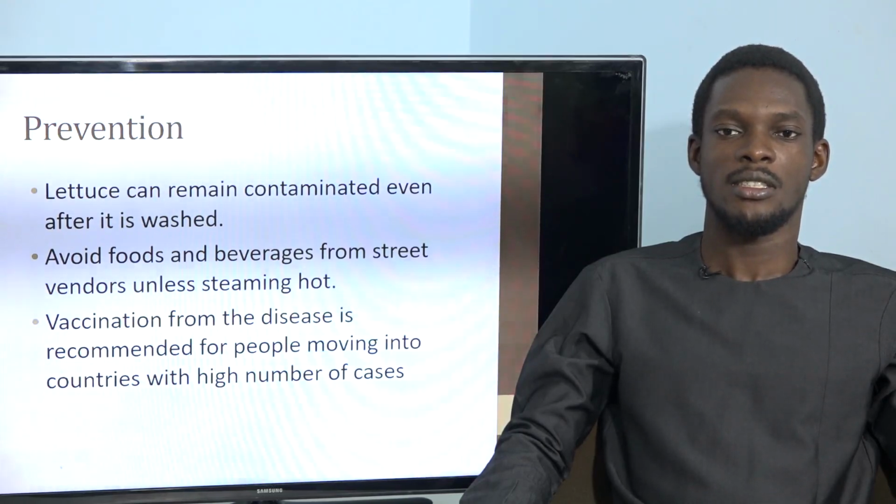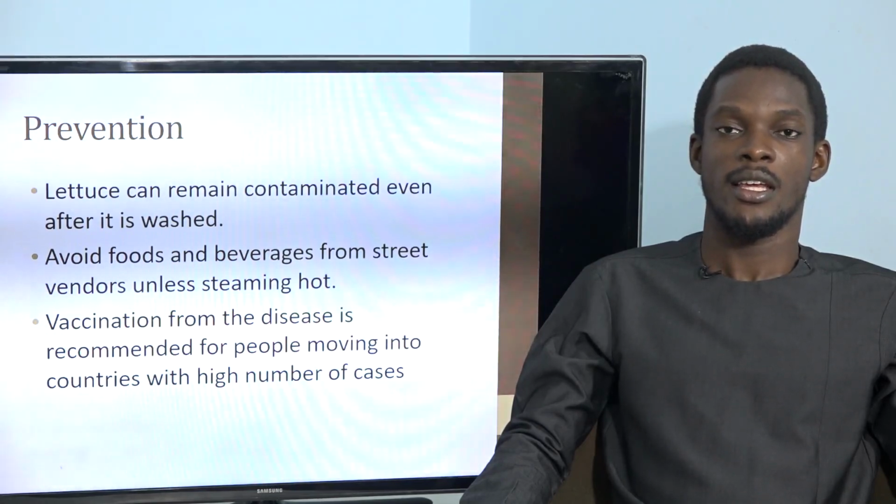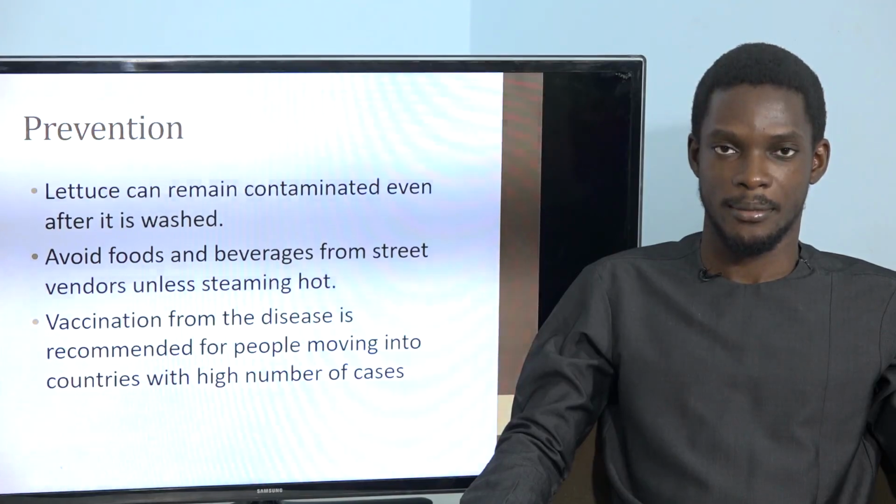Vaccination for the disease is also recommended for people moving from areas where there are little to no infections to areas where the infections are endemic.